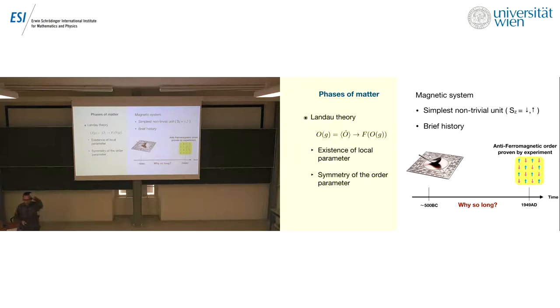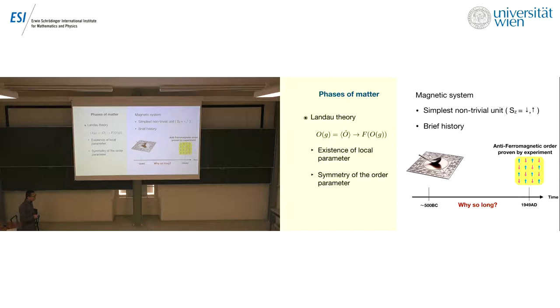So basically, let's start from something very simple, for example a magnetic system. It's the simplest non-trivial unit of a quantum system because it's a two-level system with up and down. For this kind of spin system, when you start to interact, it can get into a phase transition and get into the ferromagnetic order. This ferromagnetic order was observed a very long time ago, maybe 500 BC. It can be understood as aligning all the spins in the same direction, and that order is what people use as the order parameter to characterize this ferromagnetic order.